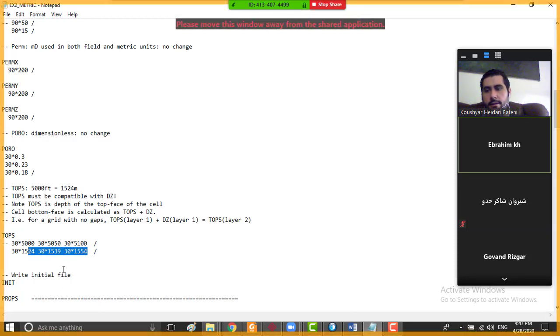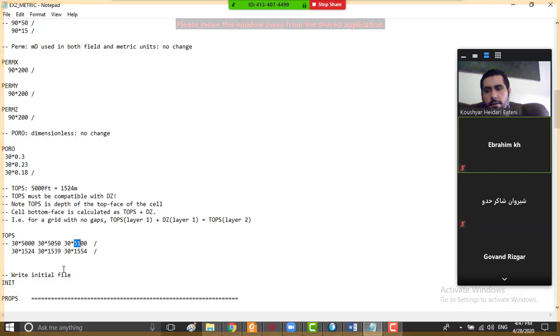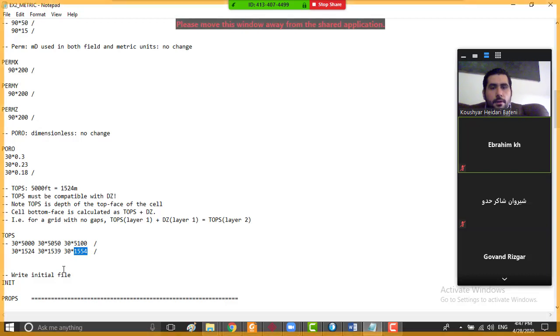Now we have to convert these data into metric units. 5,000 feet is equal to 1524 meters. 5,050 is equal to 1539 meters. 5,100 feet is equal to 1554 meters, right? So questions?